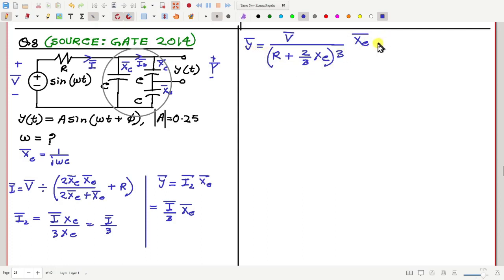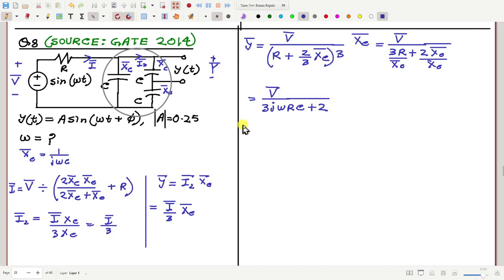So this Y phasor will be equal to V divided by 3R plus 2Xc. Then we can divide by one more Xc here. So this is equal to V by, since Xc is 1 by j omega C, 3 j omega R C plus 2.